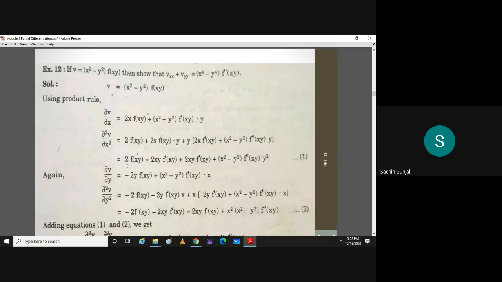Okay. Now if you simplify this, you will get 2 into f of xy plus this second term is 2xy into f dash xy, plus if you multiply this y inside the bracket, then 2xy f dash xy plus (x² minus y²) f double dash xy y². Up to this step, any doubt?